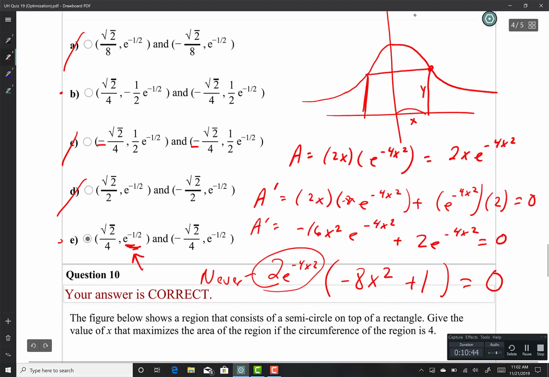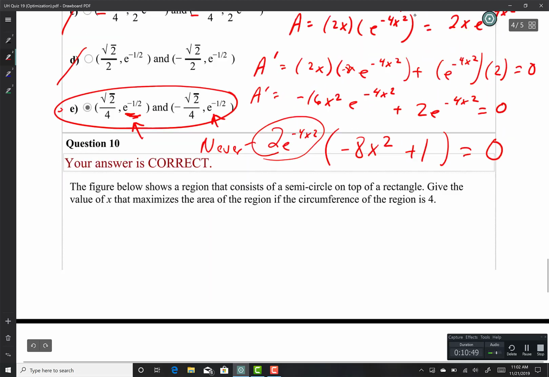And there it is. Hope you like that one, guys.